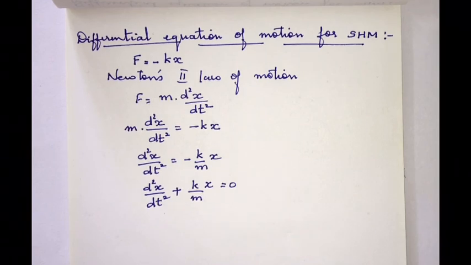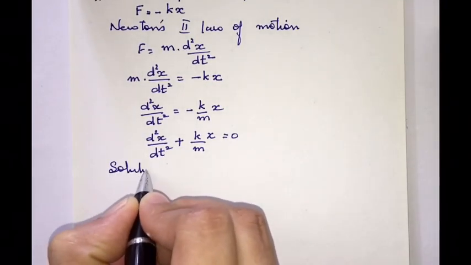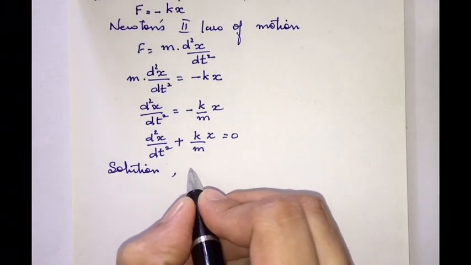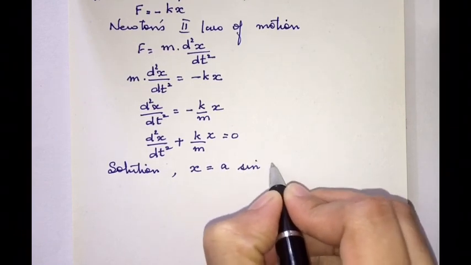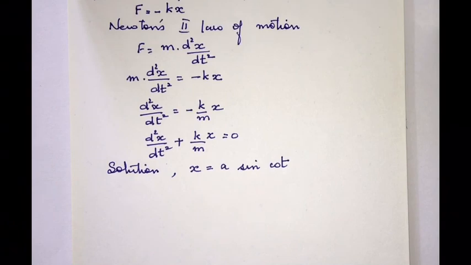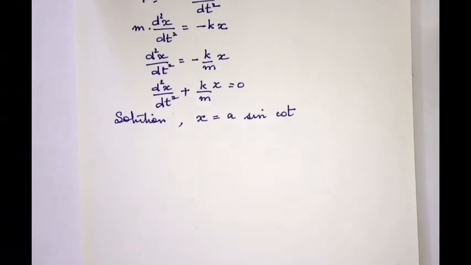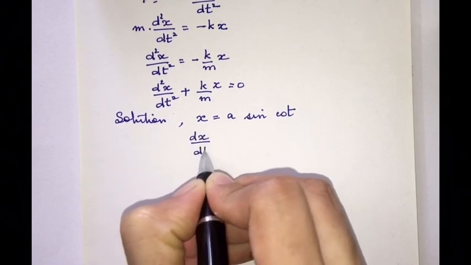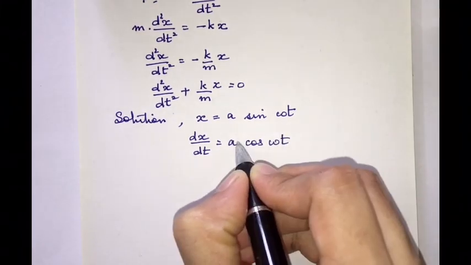The solution of this equation will be of the form. If I solve the second order differential equation for x, the solution will be of the form x is equal to a sin omega t, where omega is the angular frequency, a is the amplitude and t is the time elapsed. Now, if I differentiate this equation with respect to t, then dx by dt is equal to a cos omega t into omega.